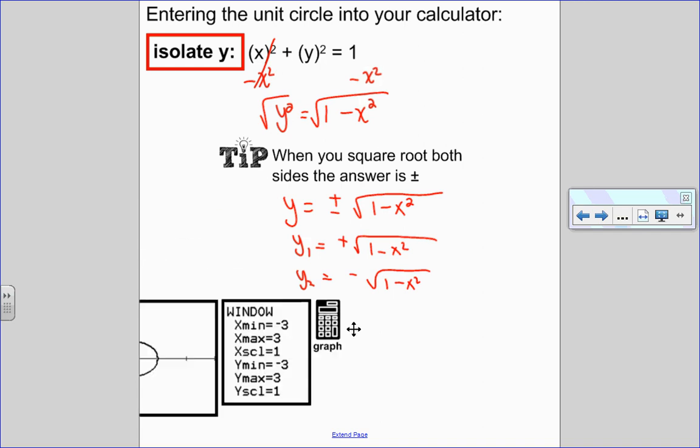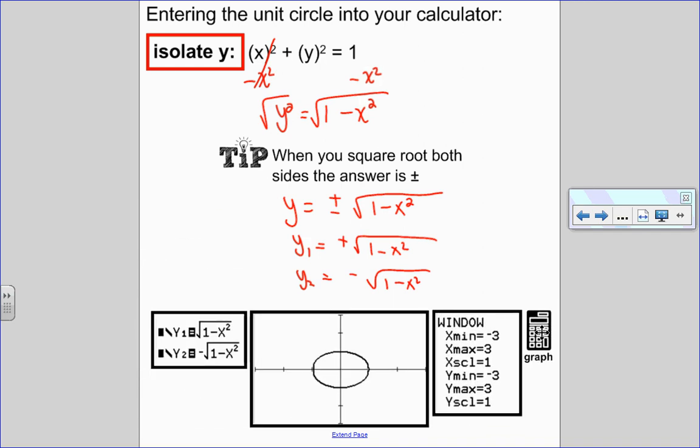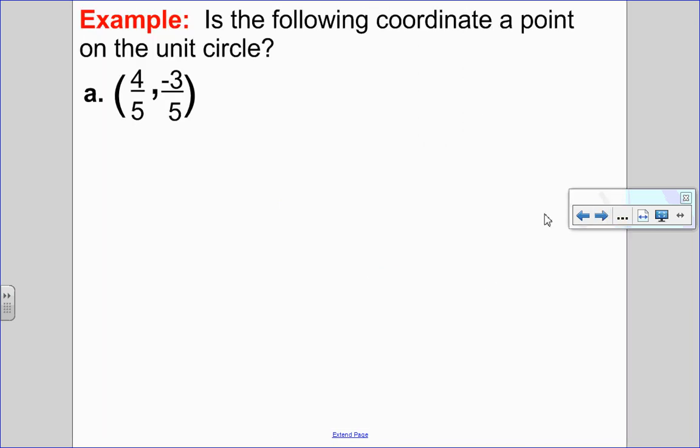So let's look at that in the graphing calculator. Because my radius was 1, I just compressed my window to be from -3 to +3 for both x and y. And there is my unit circle. It's centered right at the origin, and it has a radius of 1 unit in all directions. Putting that into the calculator can help us, because then we can verify graphically if points are on the unit circle. Let's look at doing such a question, but we'll do it algebraically first.